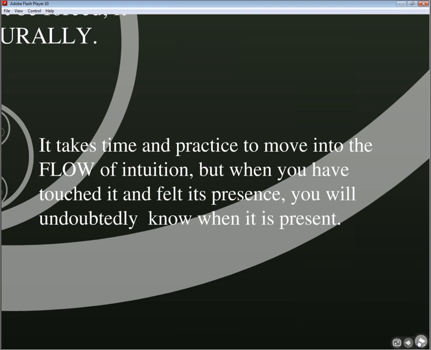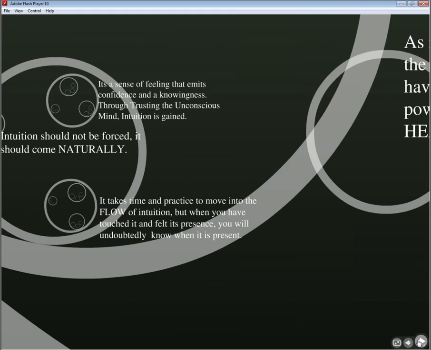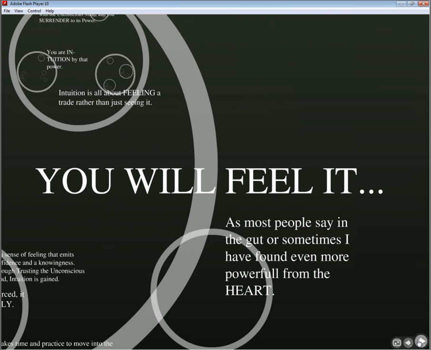Don't dummy intuition in a way. Don't pretend intuition is there when you know it's not. More than likely you're going to lose money if you do that. It's there or it's not. Simple as that. You either have it or you don't. You will feel it. Most important, you will feel it. Look for that feeling.